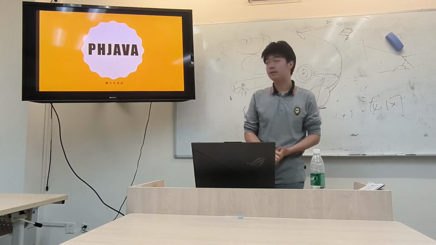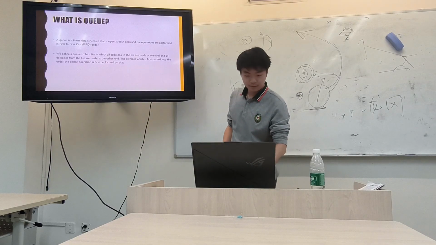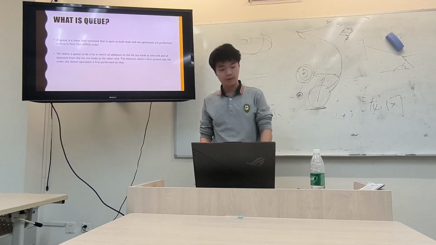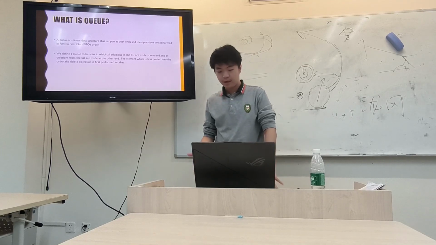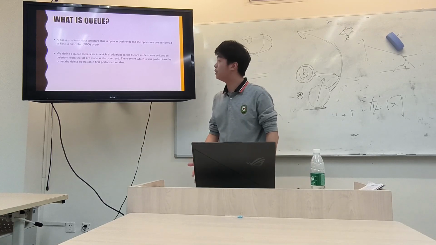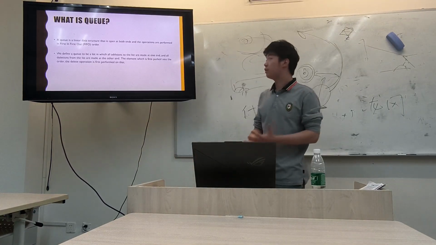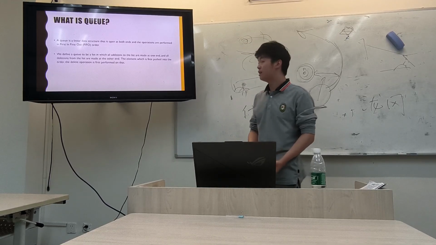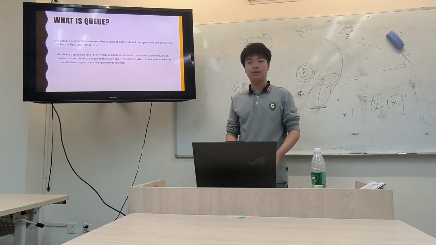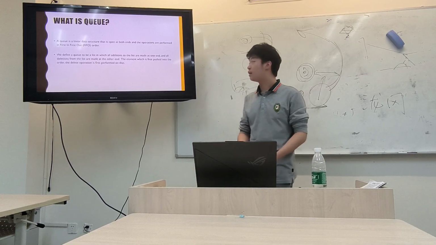Last time we talked about stacks, so today we'll talk about queues. So first, what is a queue? A queue is a linear data structure that is open at both ends, and the operations are performed in first in, first out order. Last time we talked about first in, last out order. This means that the first one that is put into the stack will be taken out at the last.